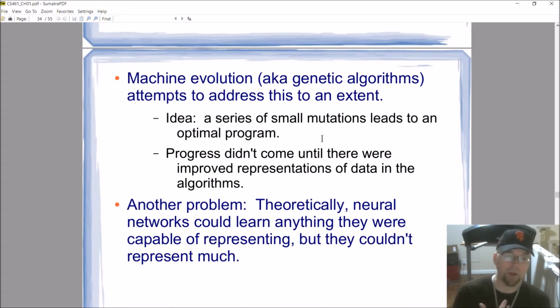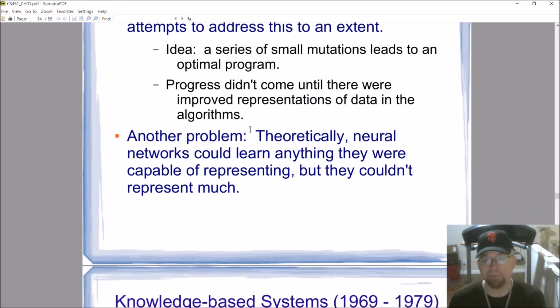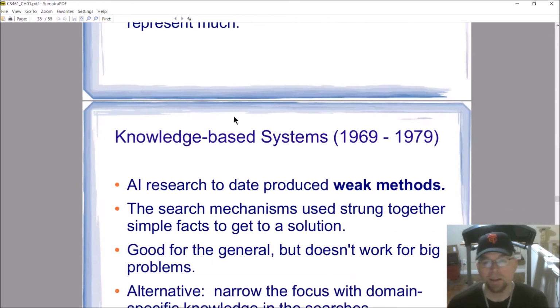Another problem that they ran into had to do with neural networks. Theoretically, they could learn, right? A neural network was able to learn stuff. They could learn anything they were capable of representing. The knowledge that they could represent, they could learn. Think about it: if you can picture it, you can learn about it. The problem is that neural networks at the time couldn't picture a whole lot. They were pretty limited in that regard.